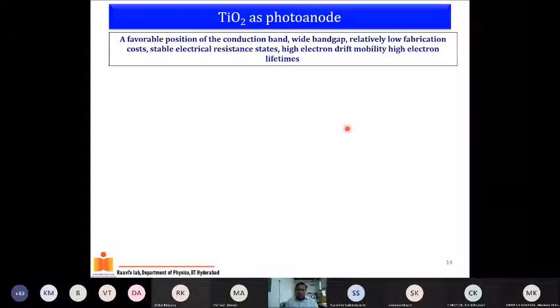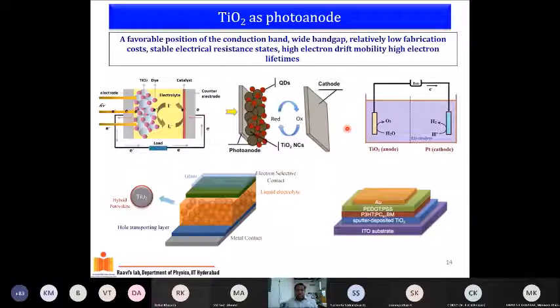TiO2 as a photoanode is something which we all understand now from yesterday's discussion. It has a favorable position of the conduction band, a wide band gap, relatively low fabrication cost, and is found to be very stable, having very stable electrical resistance states and very high electron diffusibility. All these things are well known about titania, and they have been used for photoanode applications. Not just in solar cells, it is used in various devices.